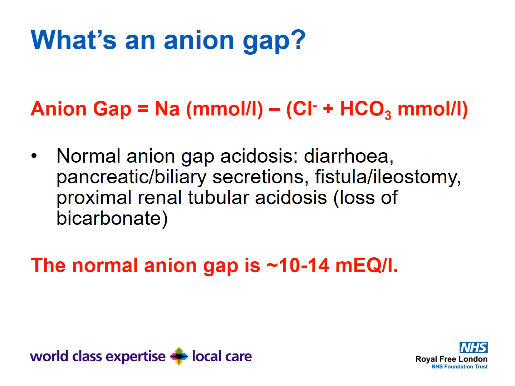You may have a normal anion gap acidosis, which would be commonly seen in diarrhea, pancreatic and biliary secretions, fistula and ileostomy, and proximal renal tubular acidosis. Remember, the normal anion gap is between about 10 to 14 milliequivalents.